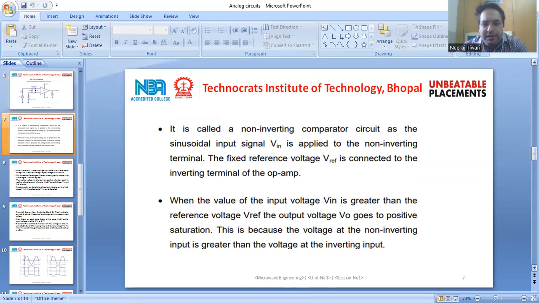So that is what is written here, what I explained to you. As we already know, if Vin is applied to the inverting or non-inverting input, and if you apply Vin to the non-inverting input, then it is said to be a non-inverting comparator. If you apply Vin to the negative input, then it is said to be an inverting comparator. And as we know, the output of the comparator goes from positive saturation to negative saturation.